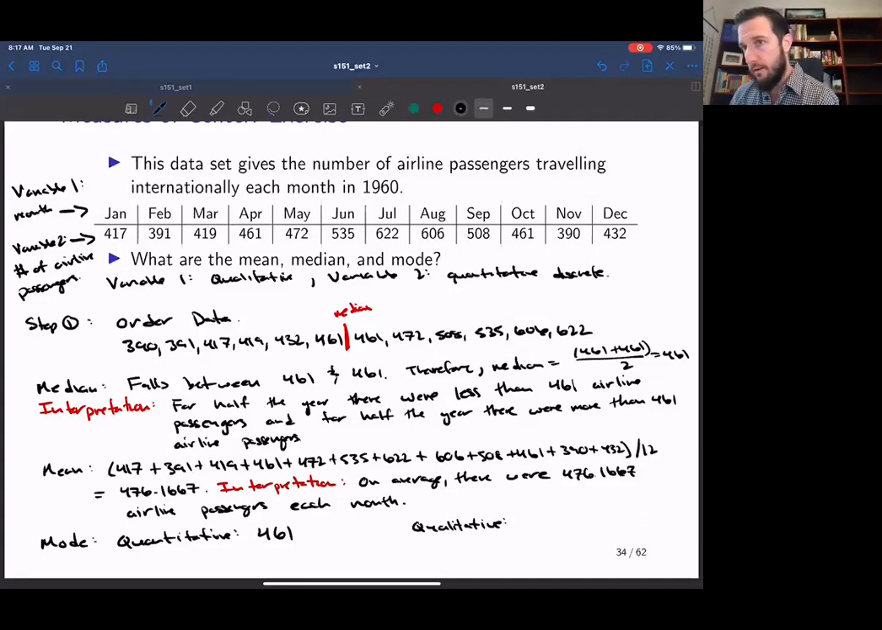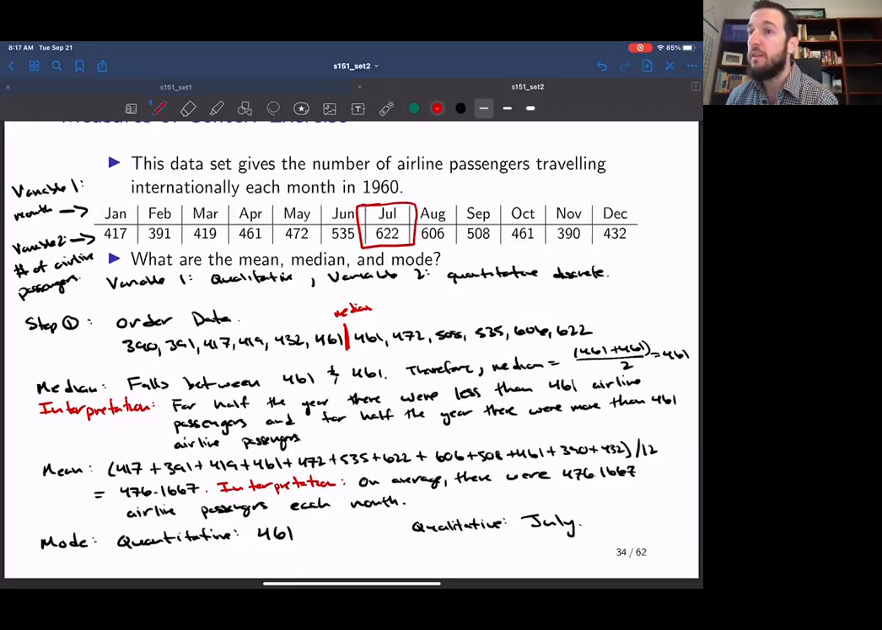For the qualitative variable, so for the month of the year, what we are looking for here is the month that had the highest number of airline passengers. So we can see from the ordered data set that the highest number is 622. So that means that the qualitative mode would be July in this case. So you can see from the data set that 622 airline passengers traveled in July. So the month with the most traffic is July. So that becomes the modal month.